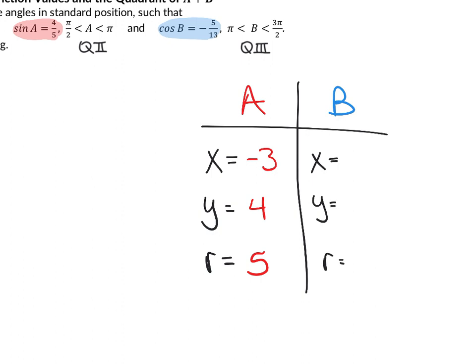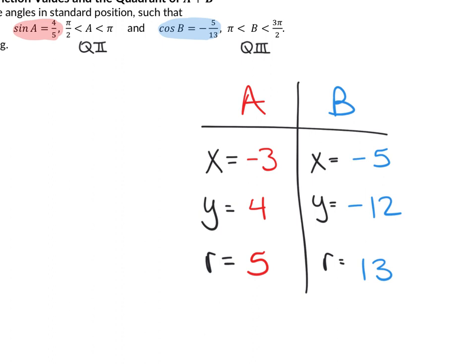For B, cosine of B is negative 5 over 13. So what numbers should I put where? X and R, so negative 5 and then 13. Again, it's a Pythagorean triple. Do we remember the other one? 12. But this is in quadrant 3. So it's negative. Quadrant 3 is the negative quadrant. So both X and Y are negative. All right.